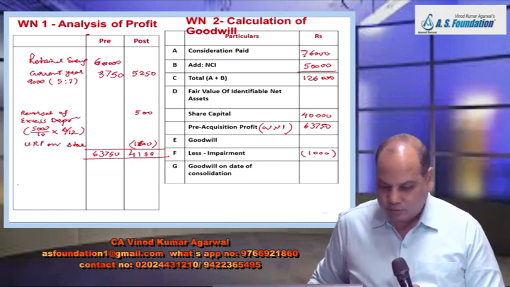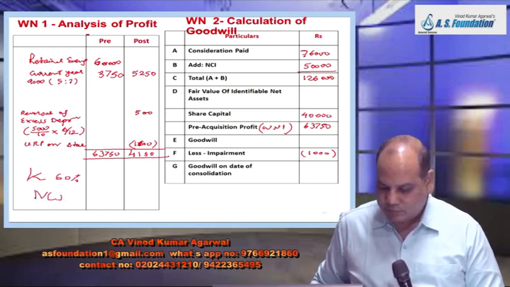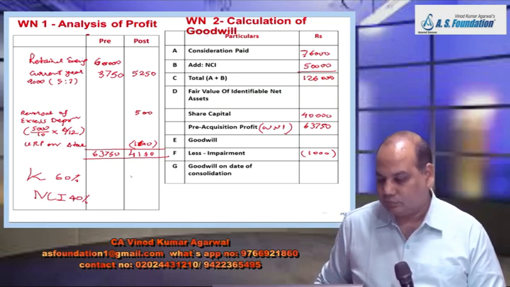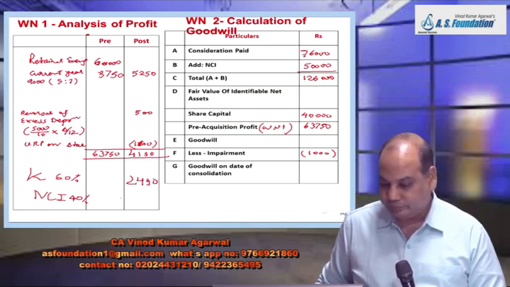And then you write down here K Limited 60%, NCI 40%. 60% of 4,150, 2,490, very good. And 40%, 1,660.